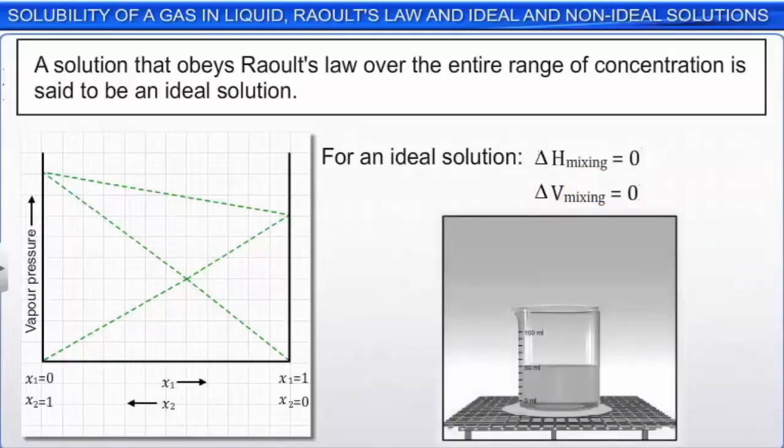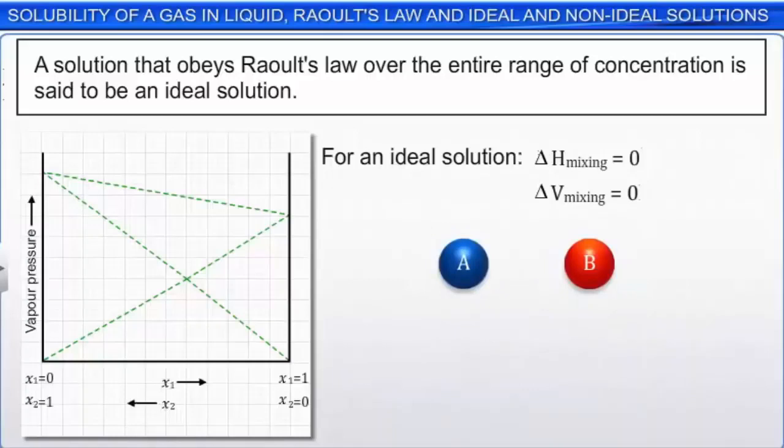For example, if 50 ml of hexane is mixed with 50 ml of heptane, the volume of the solution obtained is exactly 100 ml, and no heat is evolved or absorbed in the process. At the molecular level, the ideal behavior can be explained in terms of the intermolecular attractive interactions between the two components. If A and B are two components, then in an ideal solution, the magnitude of A-B interactions will be the same as the magnitude of AA and BB interactions.